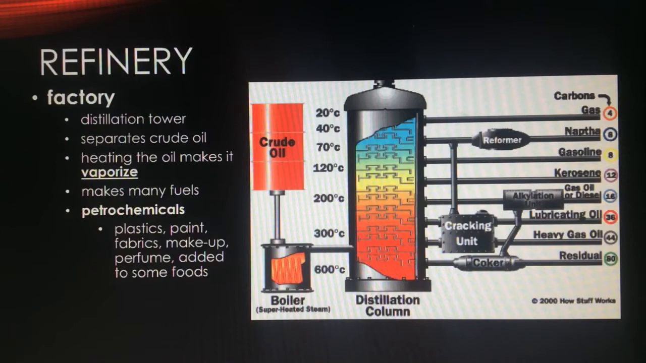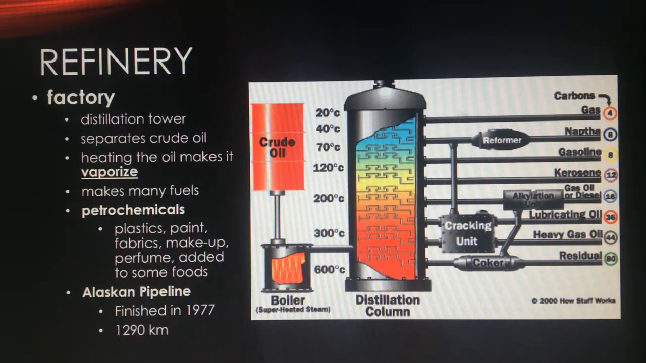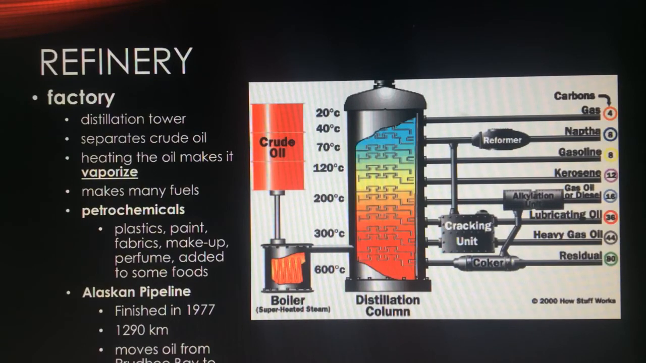And what's interesting, in 1977, the Alaskan pipeline was finished, and it's over 1,200 kilometers long. And it takes oil from the Prudhoe Bay all the way to the city of Valdez. And from that point, it is shipped to many, many states across the U.S., to all these different factories called refineries to clean all of this crude oil.